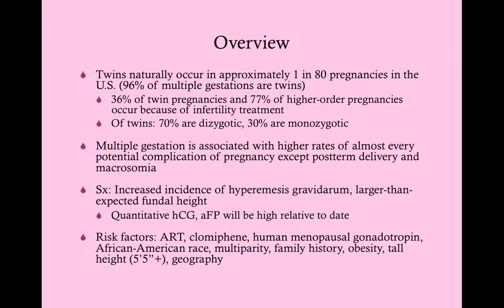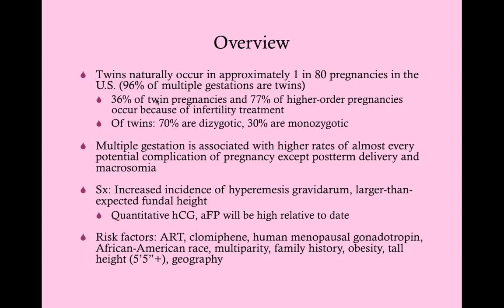So, twins naturally occur in approximately 1 in 80 pregnancies in the U.S. Note, I say naturally occur. So, the actual rate is higher than that because there are a number of couples that do assisted reproduction, namely in vitro fertilization. And that's going to raise the risk of having multiples, particularly higher order multiples like triplets and quadruplets. However, the majority of twins are actually not related to assisted reproduction. The majority of twins actually occur naturally.